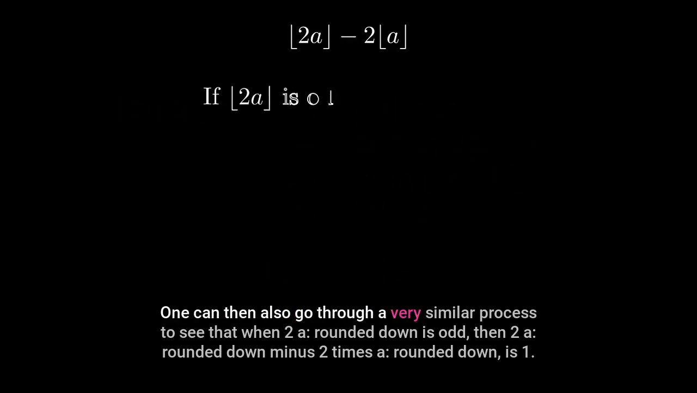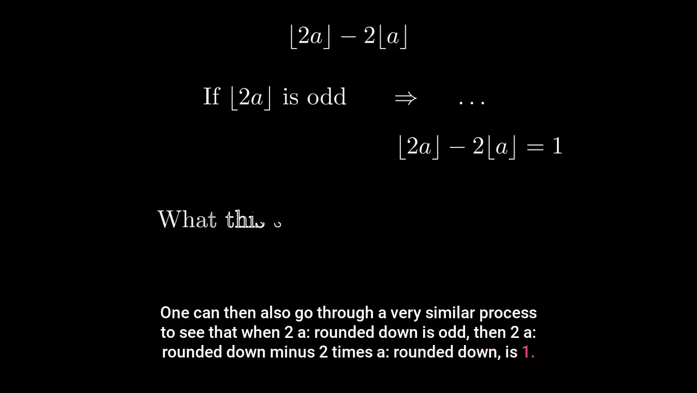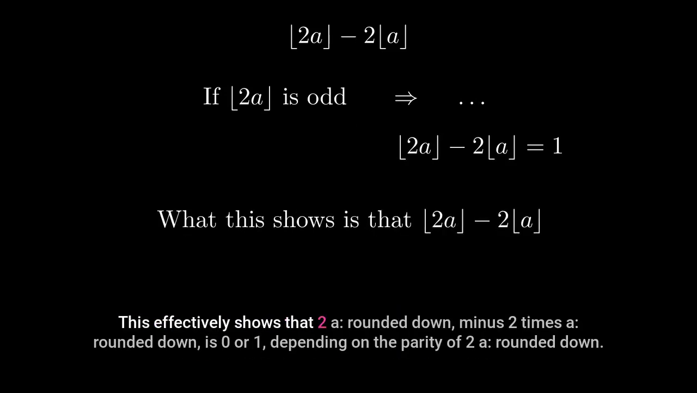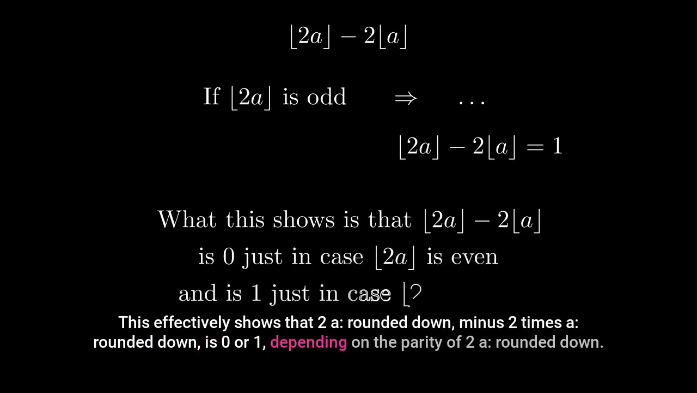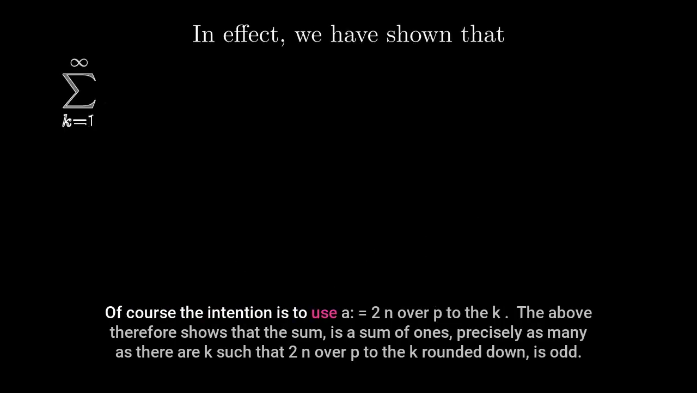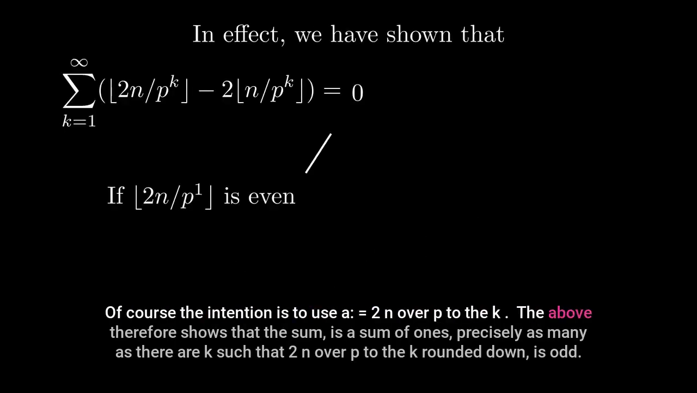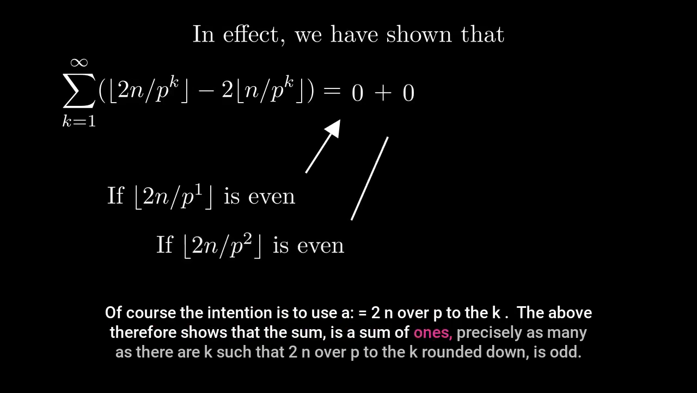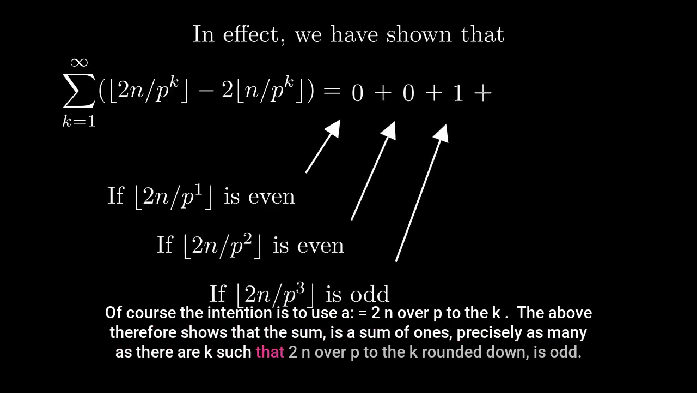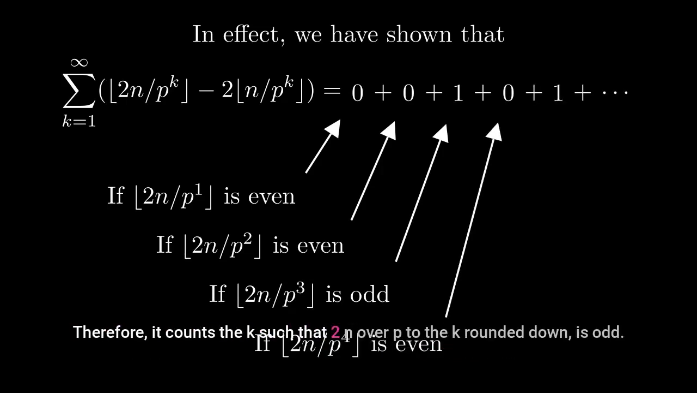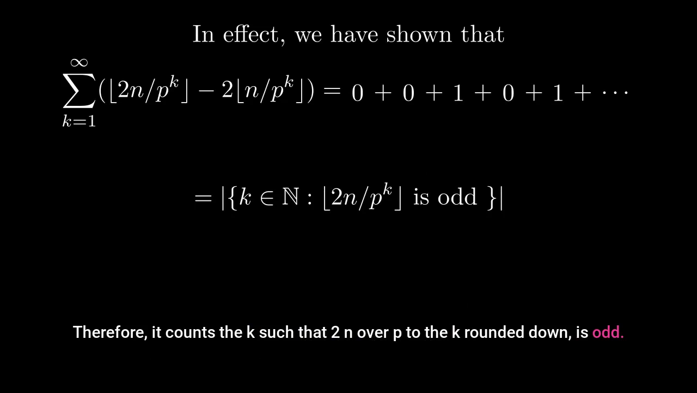One can then go through a very similar process to see that when floor of 2a is odd, then floor of 2a minus 2 times floor of a is 1. This effectively shows that floor of 2a minus 2 times floor of a is 0 or 1, depending on the parity of floor of 2a. Of course, the intention is to use a equals n over p to the k. The above therefore shows that the sum is a sum of ones, precisely as many as there are k such that 2n over p to the k rounded down is odd. Therefore, it counts the k such that 2n over p to the k rounded down is odd.